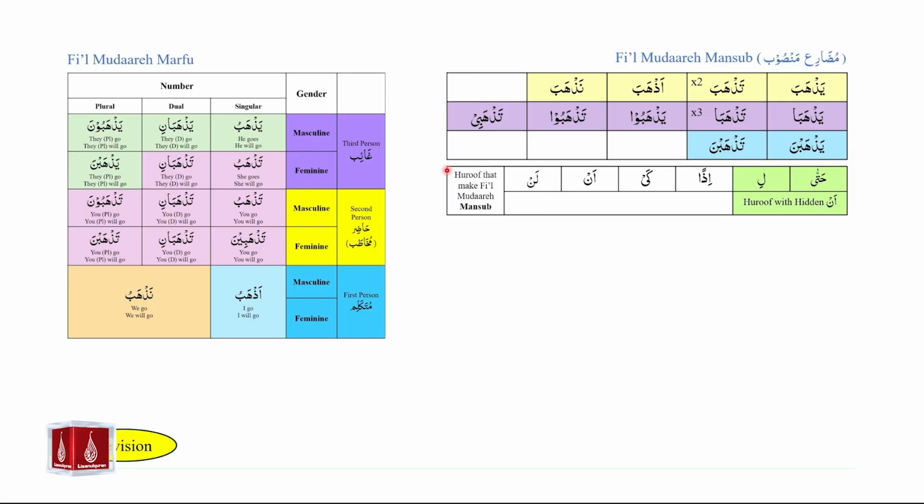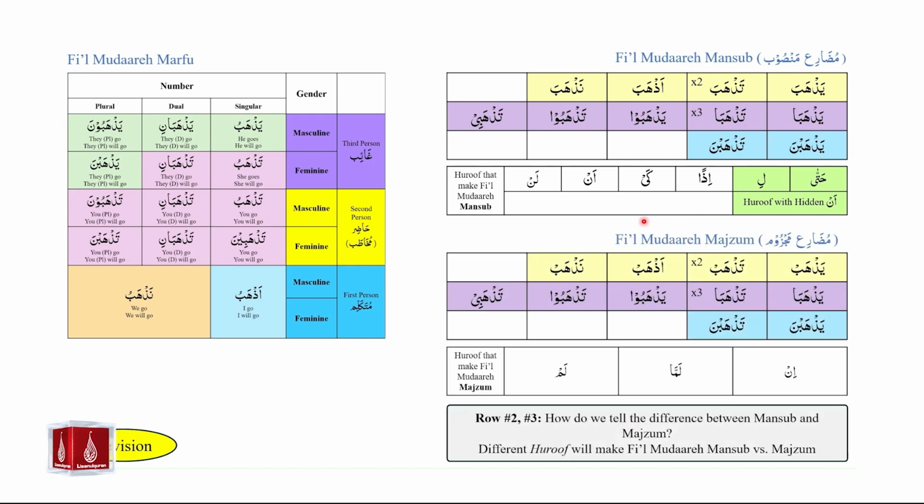Then we studied the huruf that make fi'il mudare mansoob. And these huruf were as follows: lan, an, kai, izan. And then we studied hatta and laam kai, which are huruf with a hidden an in it. And because of that an, they will make the fi'il mudare that follows them mansoob.